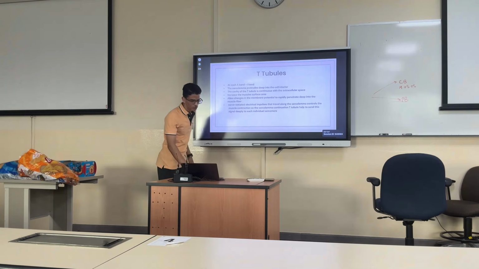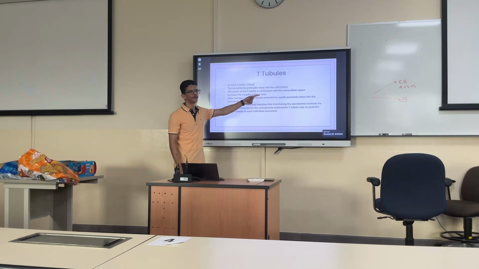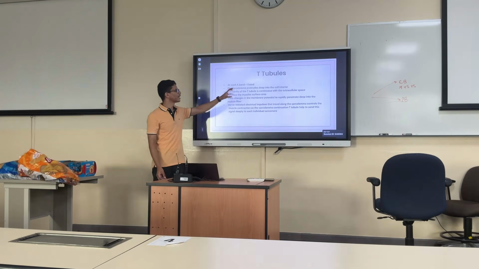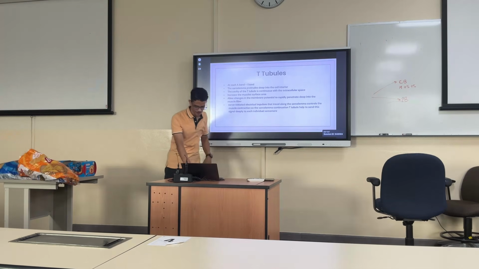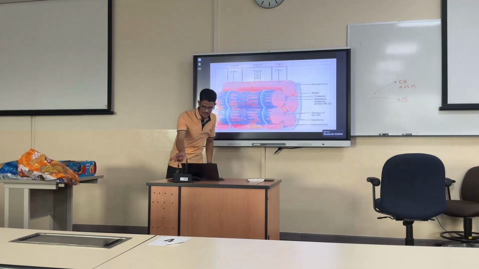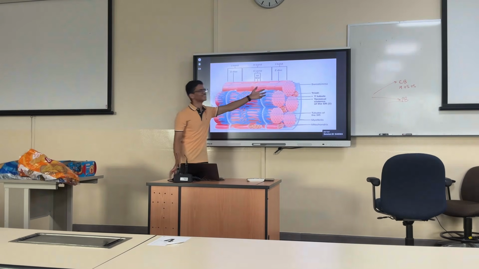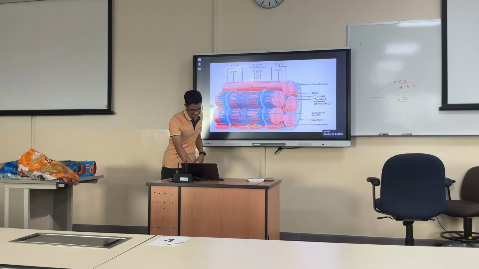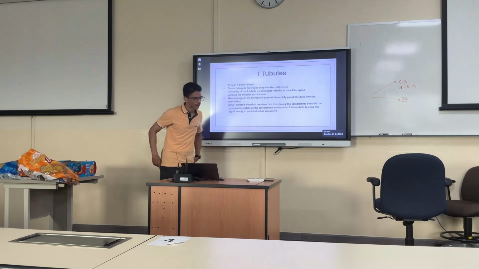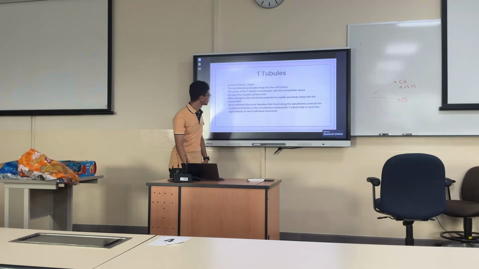So the T-tubules are at each A band, I band, A band, I band. The change from this one to this one is the junction between the both of them. Okay, we said most of this.